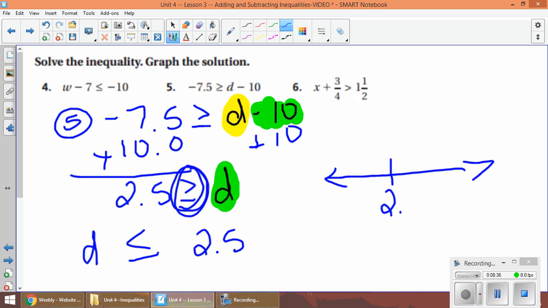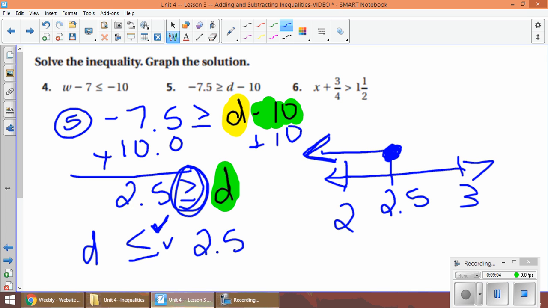So here's 2.5, here's 3, here's 2. You could even do 2.5, 3.5, and below it here where I have 2, you can write 1.5. It doesn't really matter how you number it, just make sure it makes sense. Since it's less than or equal to, I'm going to use a filled in circle. Less than means I'm going to go to the left. Okay, and there's my graph. If you still need number 5, pause now because I will be erasing this.